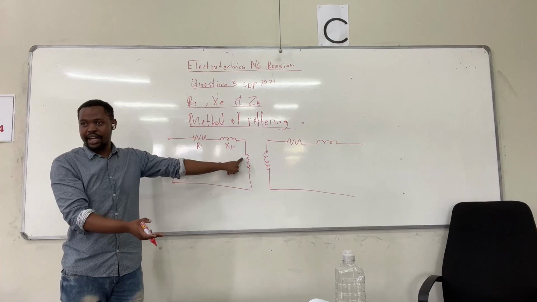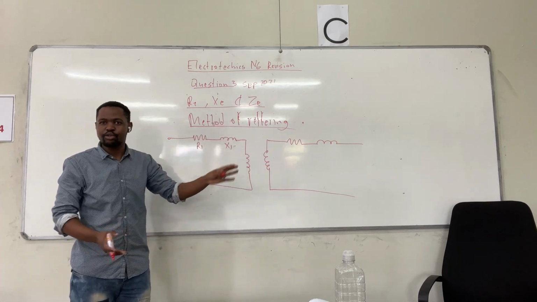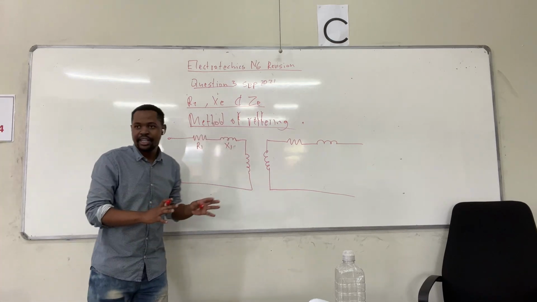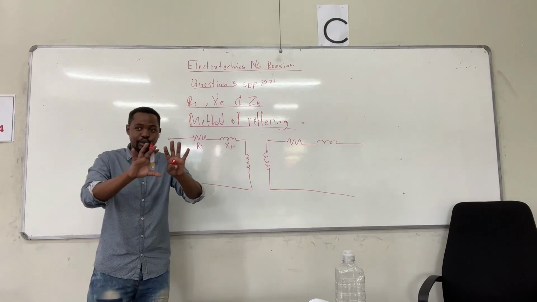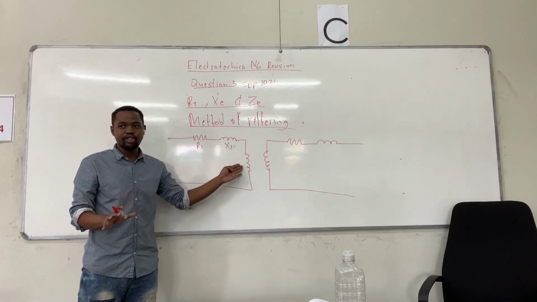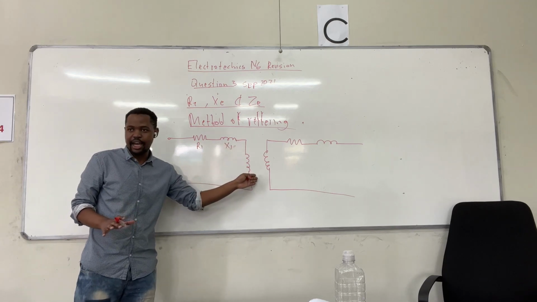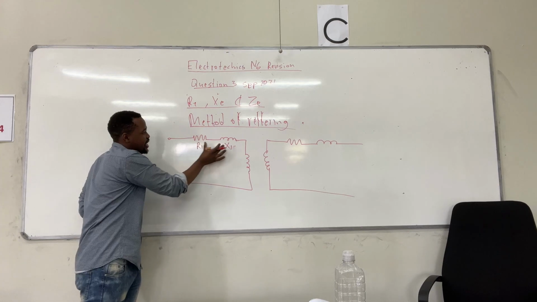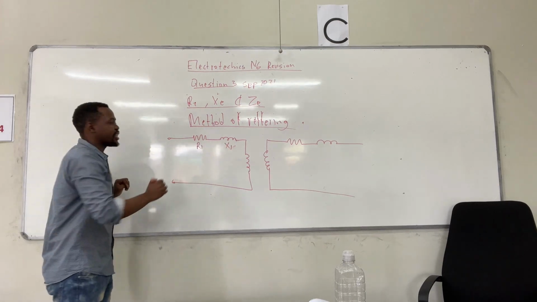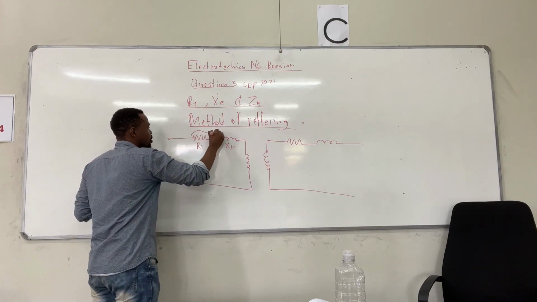We are trying to keep it simple. We don't want to draw it clumsy, with everything everywhere. Instead, we represent it here in series with each other.